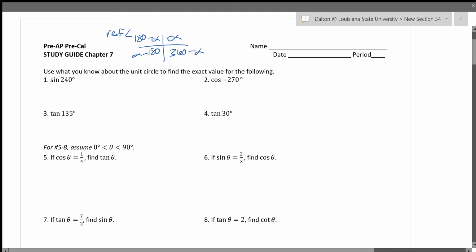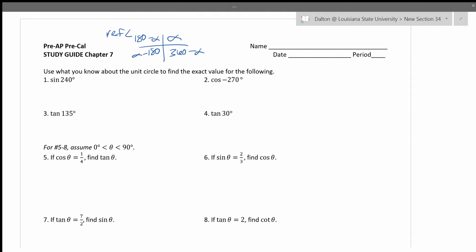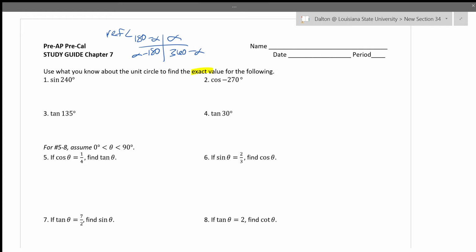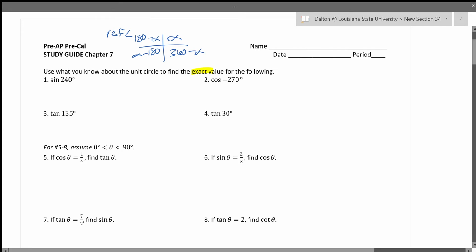It says use what you know about the unit circle to find exact values for the following. No decimal approximations. So you can't just plug this in your calculator and approximate it. So the sine of 240, the thing to realize is that 240 is in the third quadrant. So if I want to find its reference angle, I'm going to do 240 minus 180, which is 60. Okay, so I know the reference angle is 60 degrees.